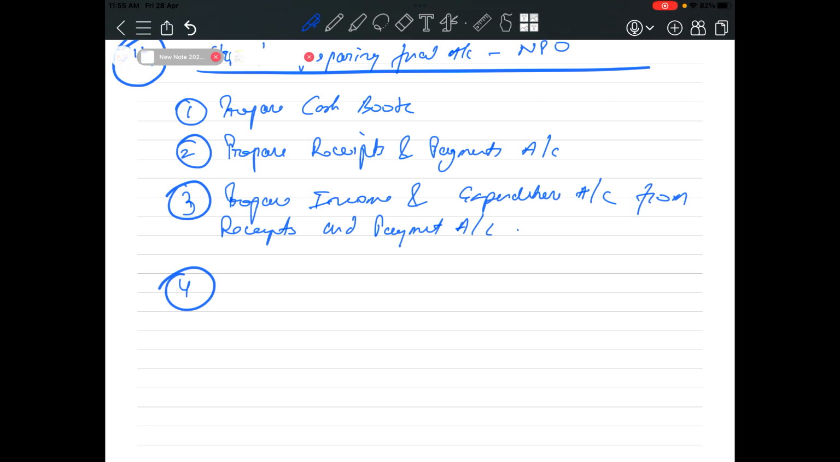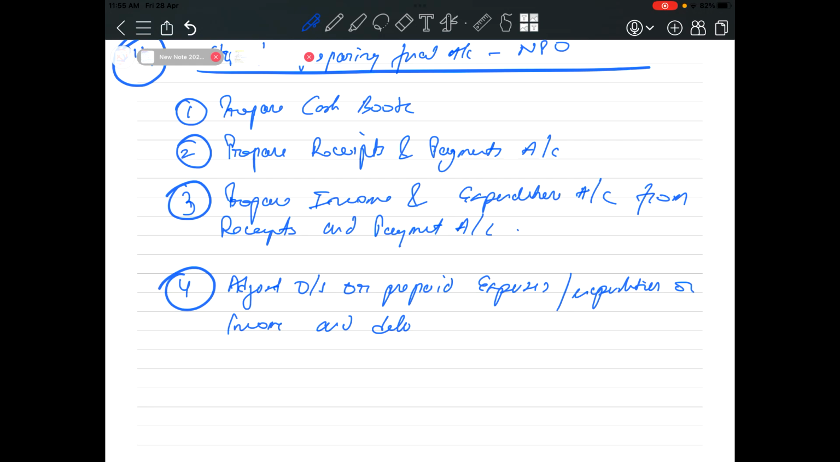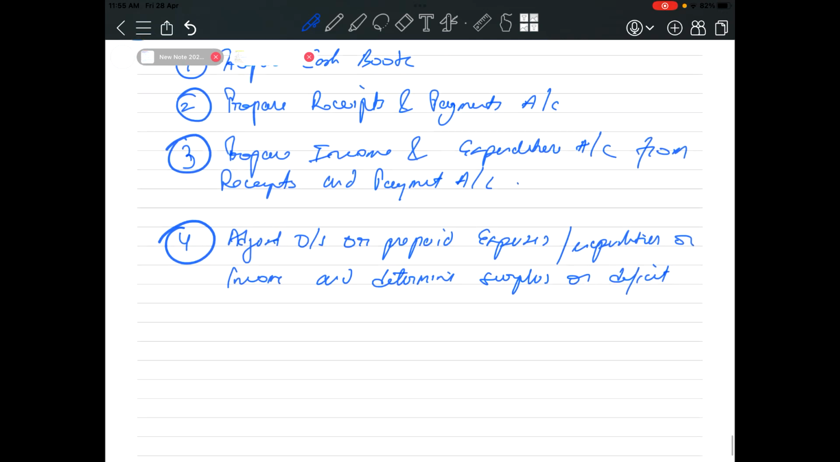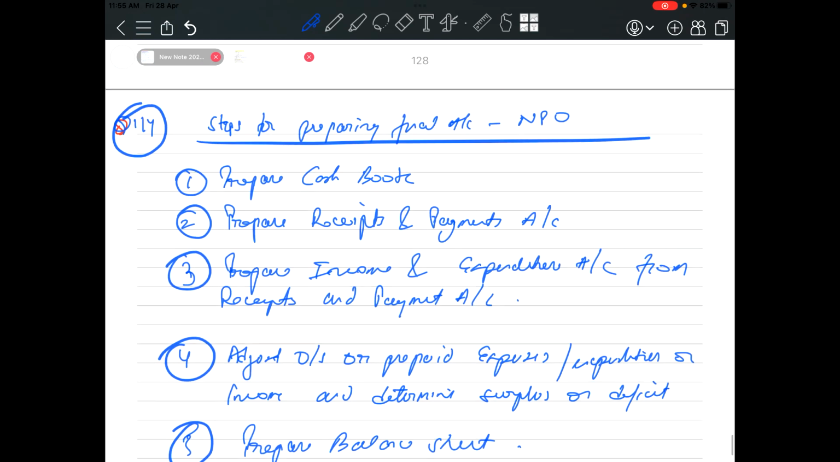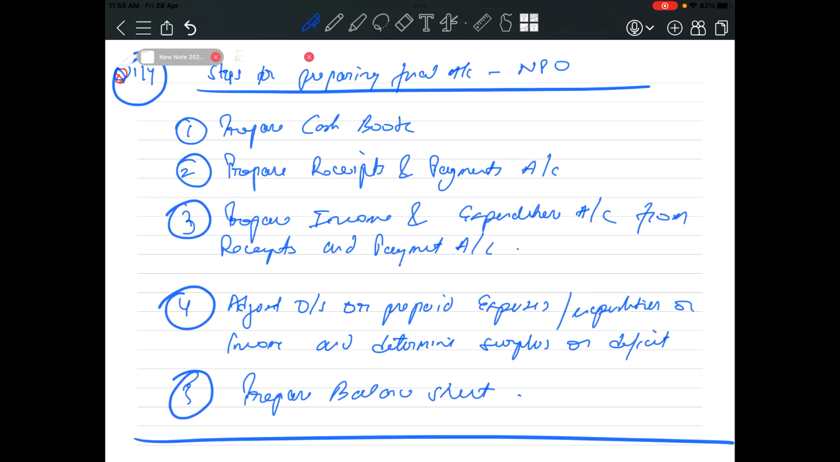Point number 4 is adjust outstanding or prepaid expenses or expenditure or income, and determine surplus or deficit. And the last step is to prepare balance sheet. So these are the steps we'll have to follow to prepare final accounts of an NPO.